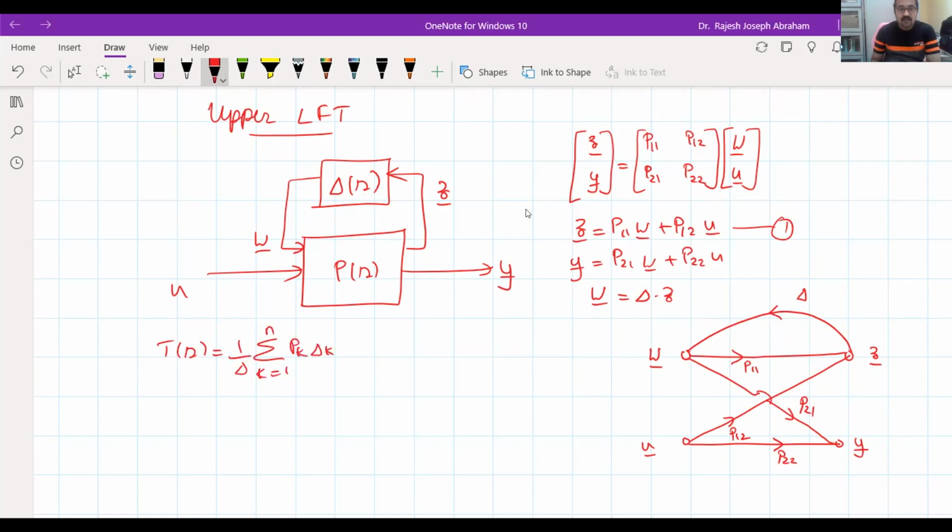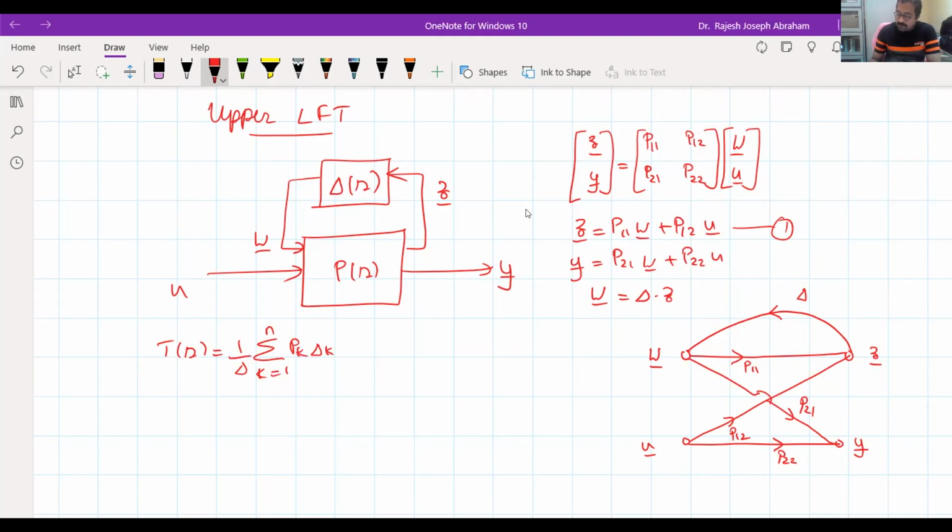What is k? k is the number of forward paths. Pk is the path gain of the kth forward path. What is delta? 1 minus the sum of all individual loop gains, plus the sum of gain products of all possible combinations of two non-touching loops, etc. And delta k means the delta that does not touch the kth path. So let us write these things here.